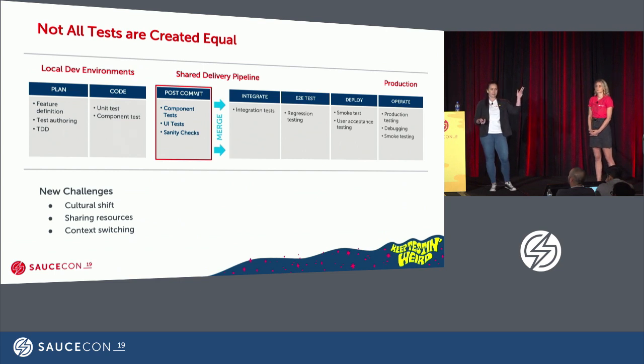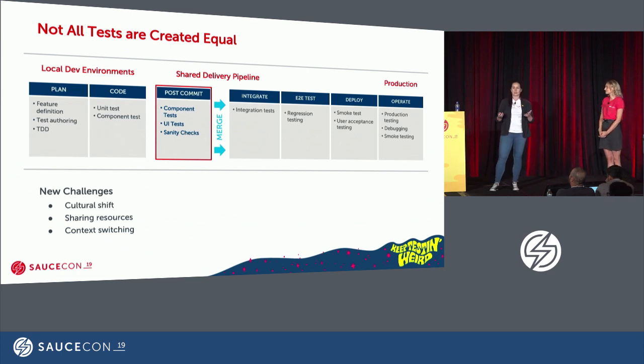Has anyone heard of context switching before? Show of hands. Oh, cool. A couple people? Okay. So the fact of the matter is, and I'll give a definition, context switching, no one likes it. Developers don't like it. QA doesn't like it. None of us like context switching. And here's a great example.